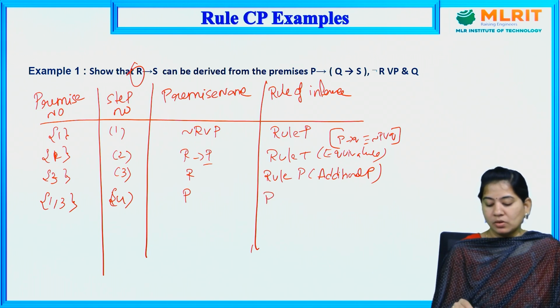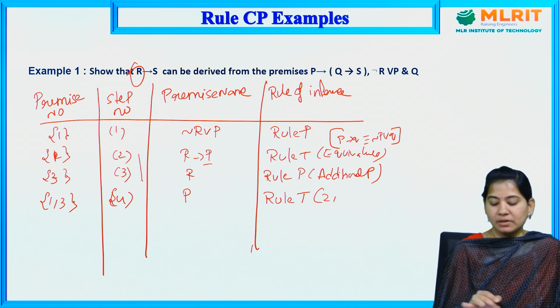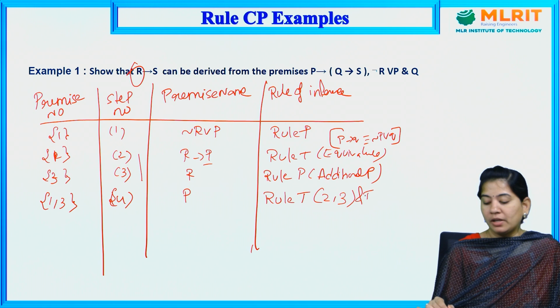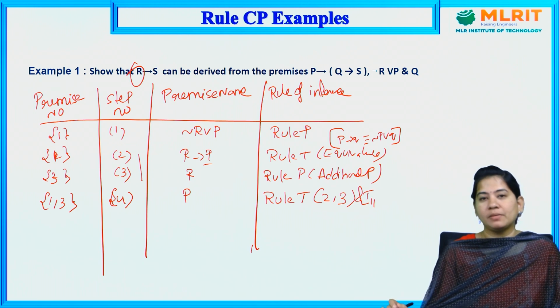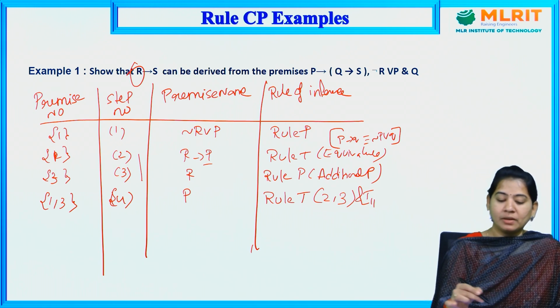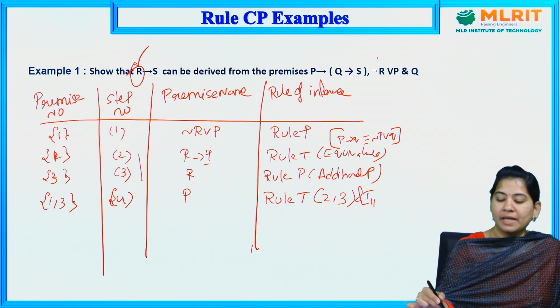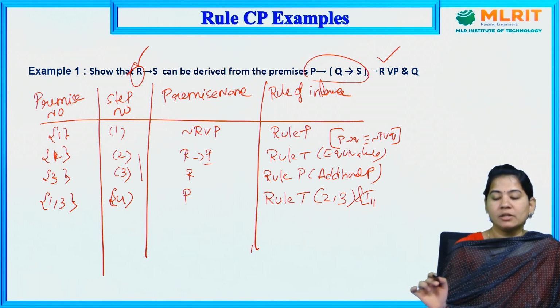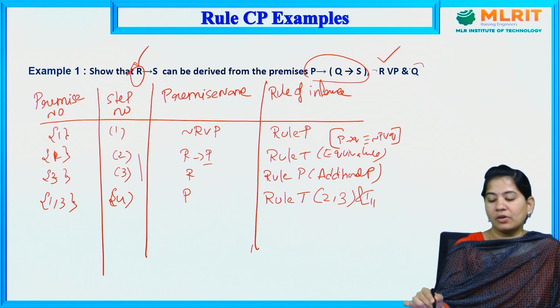So this is called rule T. And the step numbers we have used are 2 comma 3, so that's why we have to write 2 comma 3. And the formula we have used is I11. So here R is done. Negation R or P is also done. Next we are left with P implies Q implies S, and also Q.